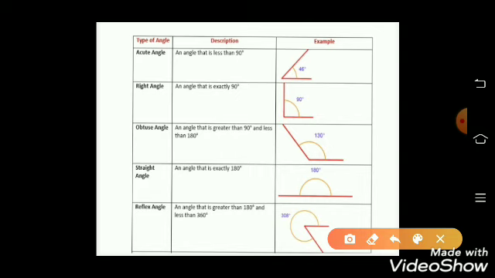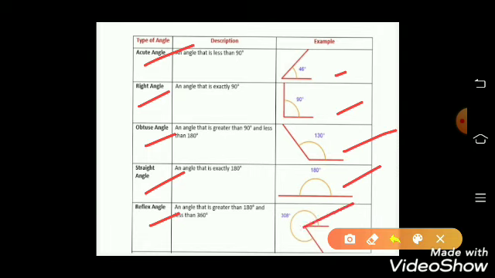overall types of angles. So listen to that. First one, acute angle. Acute angle is less than 90 degree. Right angle is exactly 90 degree. Obtuse angle is greater than 90 degree and less than 180 degree. Straight angle is exactly 180 degree. Reflex angle is greater than 180 degree and less than 360 degree.